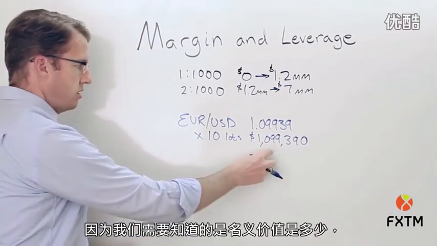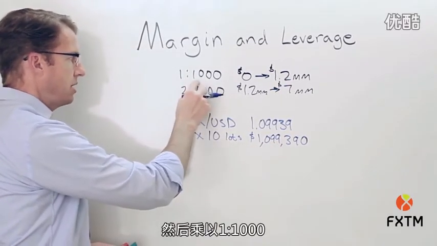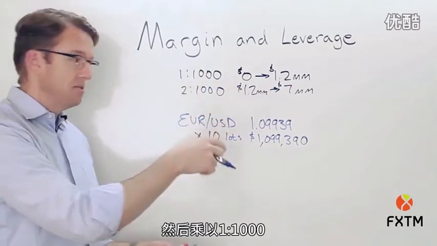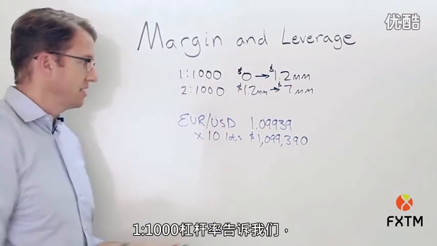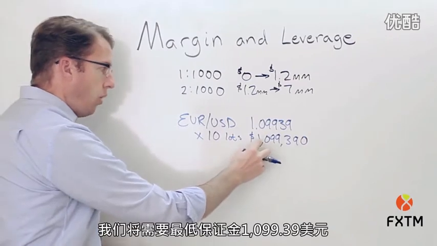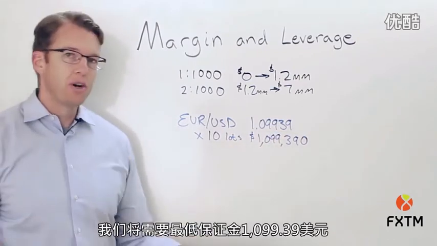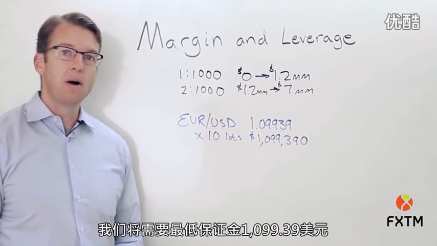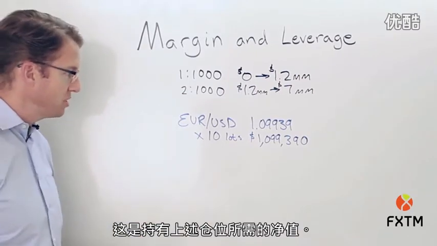Now normally, we would take this amount and we could calculate our margin requirement pretty easily, because all we need to know is the notional value, and then we're going to times that by 1 divided by 1,000, or this 1 to 1,000 leverage ratio, and that tells us that we would need to have $1,099.39 in a minimum margin amount in equity available to hold open this position.